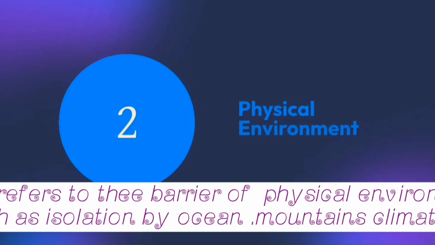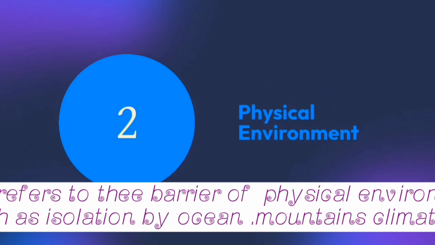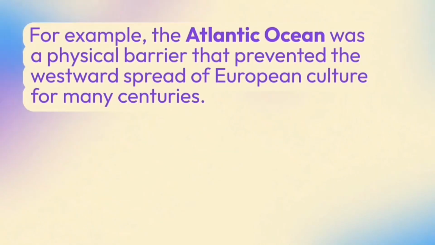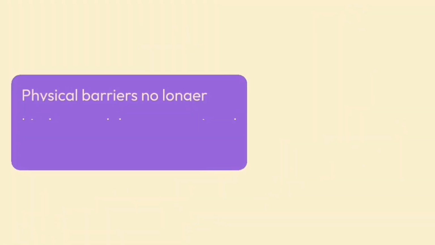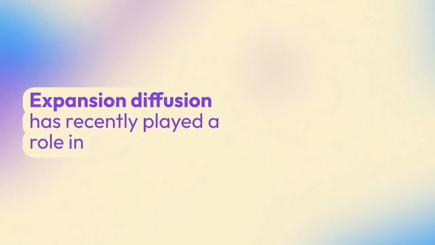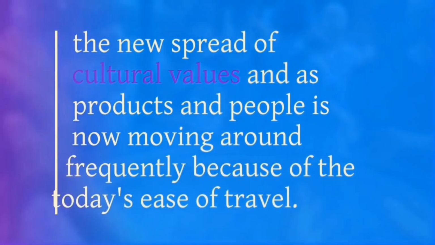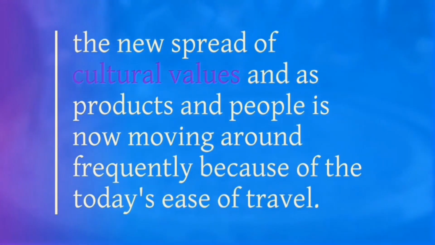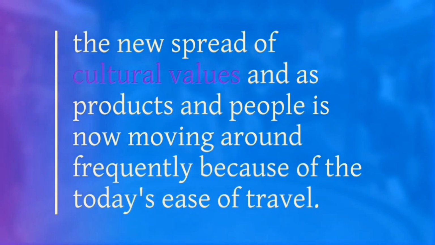2. Physical environment. This refers to the barrier of physical environment such as isolation by ocean, mountains, climate, etc. For example, the Atlantic Ocean was a physical barrier that prevented the westward spread of European culture for many centuries. Physical barriers no longer hinder people's movement and the resultant spread of cultural ideas. Expansion diffusion has recently played a role in the new spread of cultural values, as products and people are now moving around frequently because of today's ease of travel.